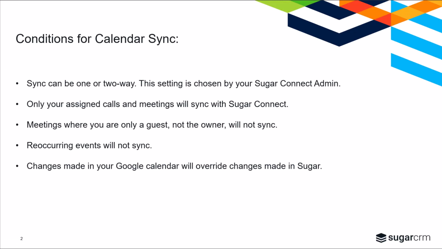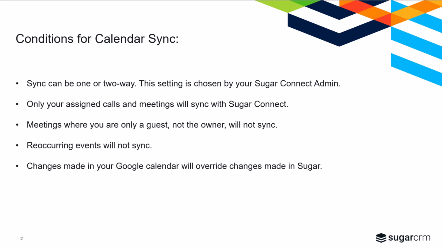Calendar sync can be a one- or two-way sync between Sugar and your Google Calendar. With one-way sync, Google Calendar events will sync to the Sugar Calendar, but not from the Sugar Calendar back to the Google Calendar. With two-way sync, the Google Calendar and Sugar Calendar events will sync bidirectionally.